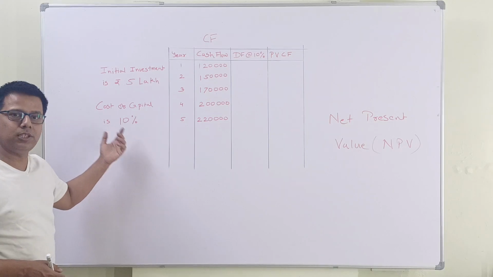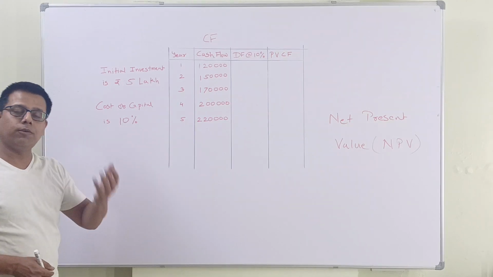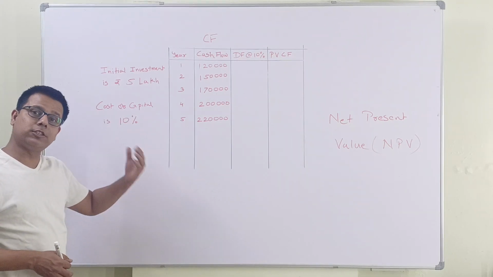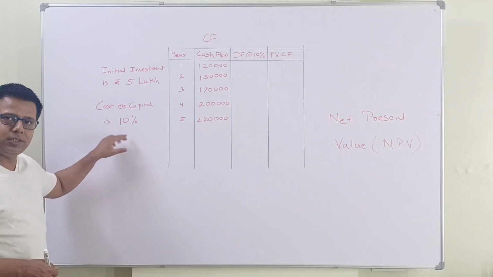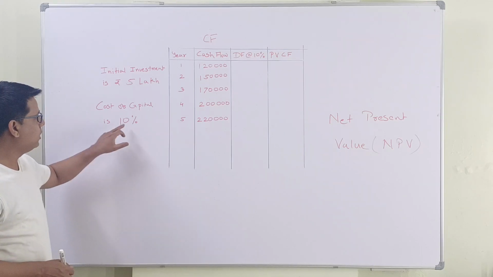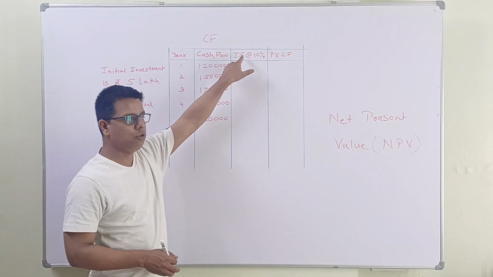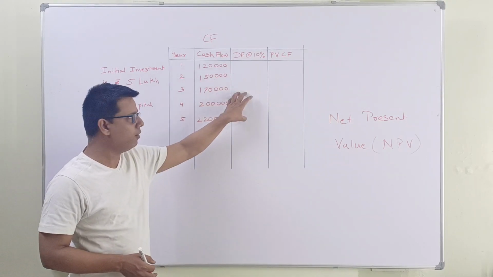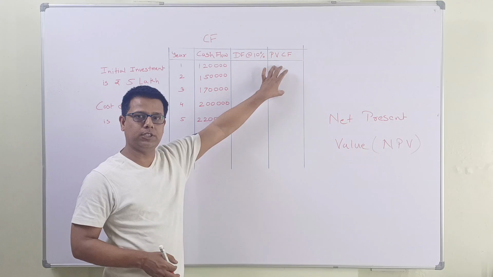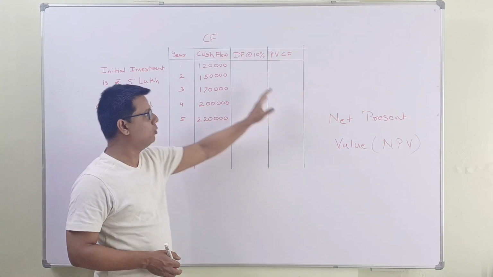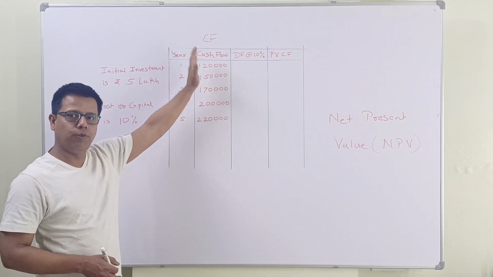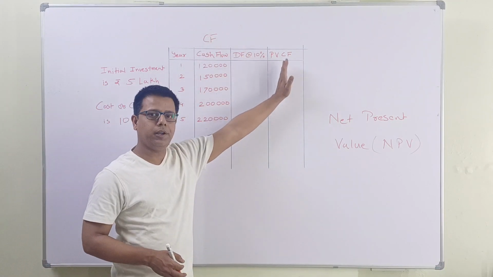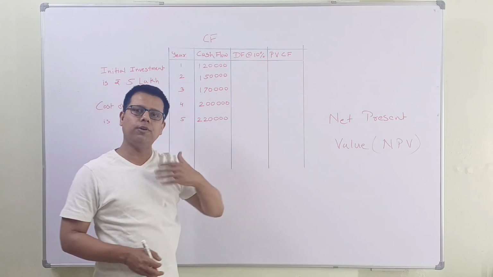So if the question says cost of capital is 10%, or if the question says return on investment is 10%, or expected return is 10%, all means the same thing, that is this is the rate which we are going to use as DF. So we will have to calculate DF and then we will calculate PVCF, that is present value of cash flow. So this is the future value which we are expecting to earn every year and we will convert it into present value and then we will make a decision.